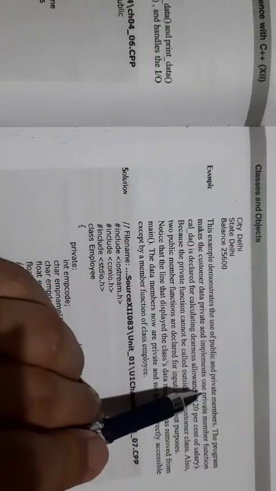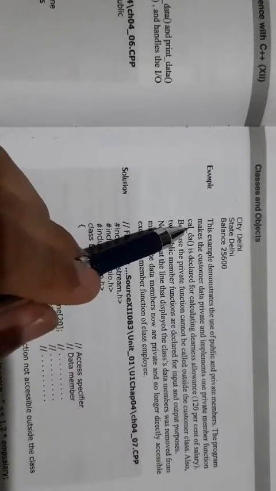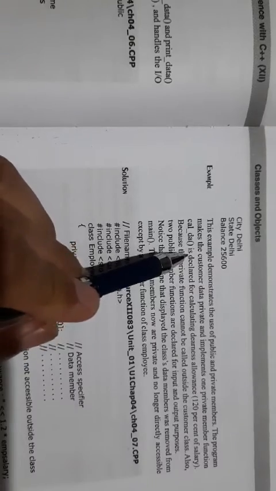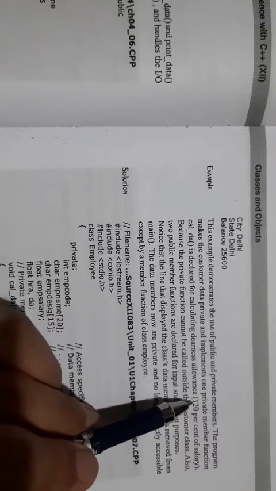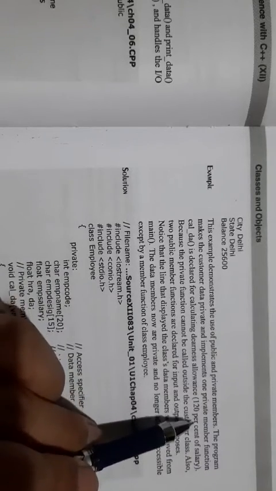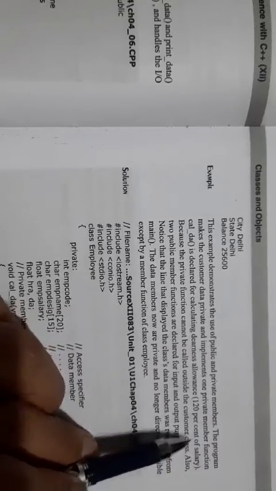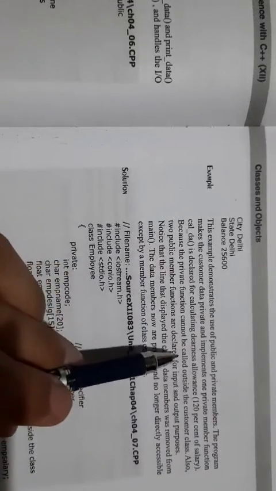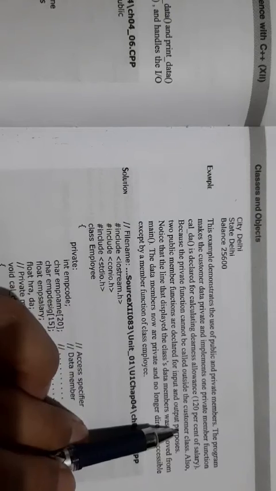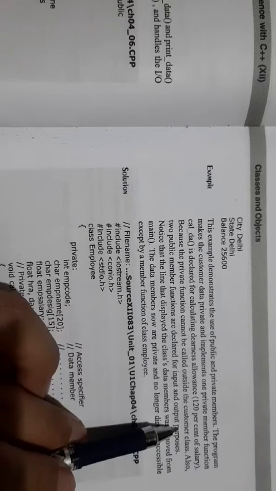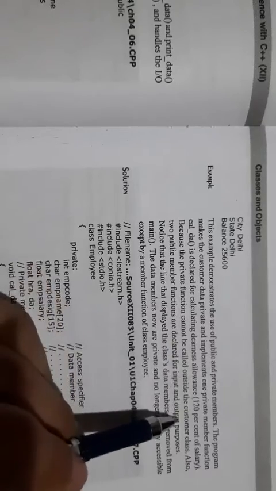So one member function is made private, that is this cal underscore da, calculate the dearness allowance, okay. It is declared for calculating dearness allowance, 120% of salary. So this is the formula that is to be applied, 120% of salary into salary, okay. Because private functions cannot be called outside the customer class, right, any data members or member functions that are made private cannot be accessed outside the class. So what do we do?